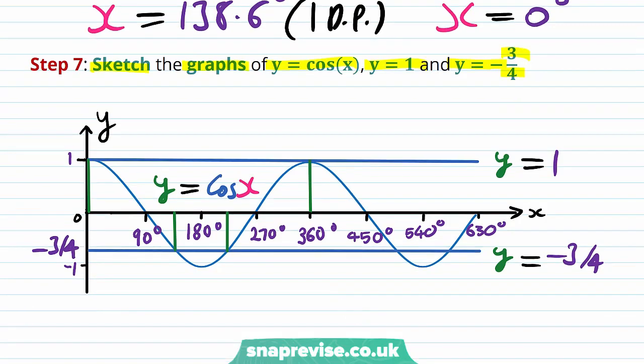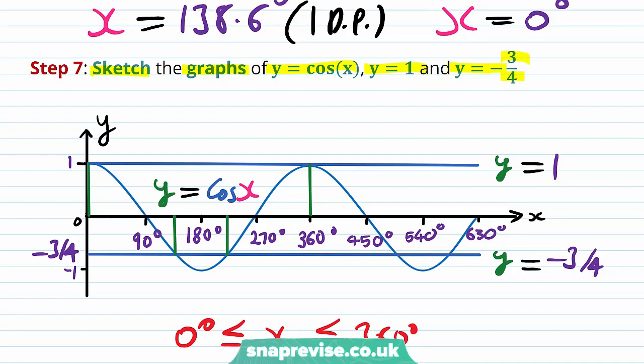Looking at four solutions in the range 0 degrees less than or equal to x less than or equal to 360 degrees. And so we have our solutions here, here, here, and here. Any other solutions, like for example here and here, are out of our range.